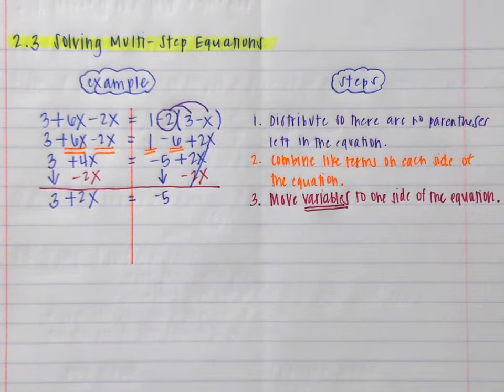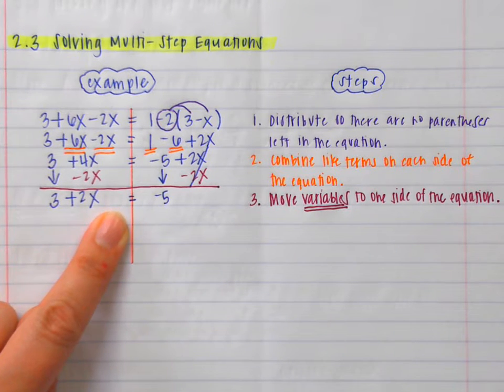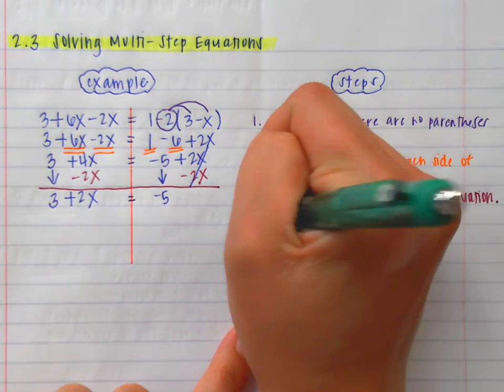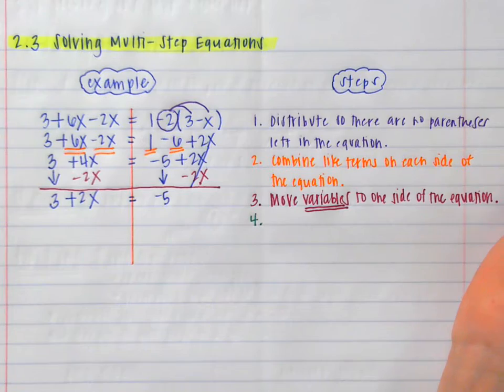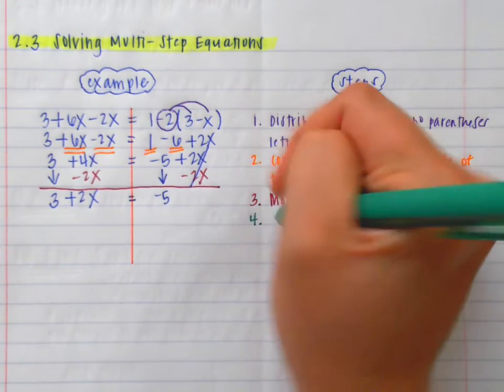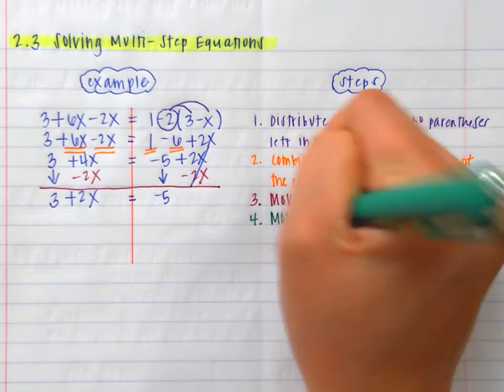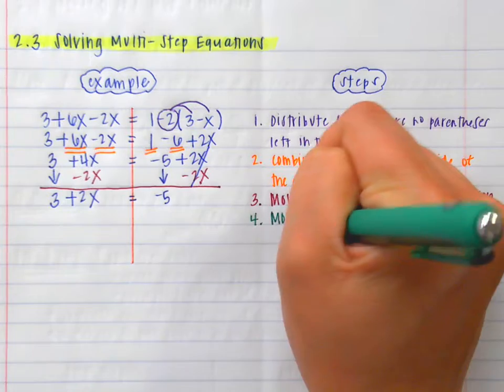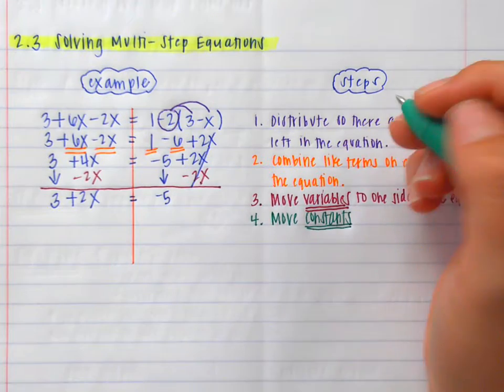Okay, so then my 4th step. Now that I moved my variables to one side of the equation, we're basically at the same point that we were in the last video in 1 and 2 step equations. So all we're doing now is using inverse operations to solve for a variable. My 4th step is to move the constants to the other side of the equation. Remember, constants are your like numbers without any variables attached to them.